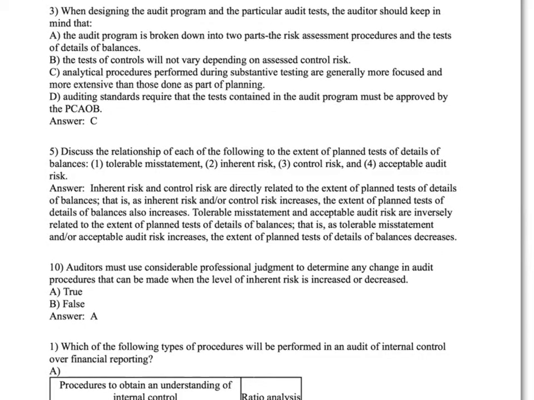Number 3, when designing the audit program and the particular audit test, the auditor should keep in mind that analytical procedures performed during substantive testing are generally more focused and more extensive than those done as part of planning. So what this is saying is, if you're going to use analytical procedures as a substantive test, you have to do a lot more testing. So let's say you're looking from year to year why something increased.